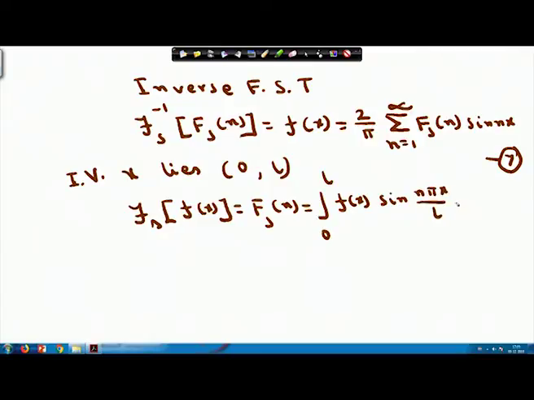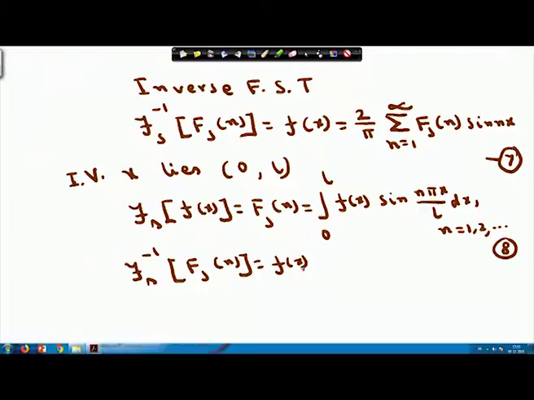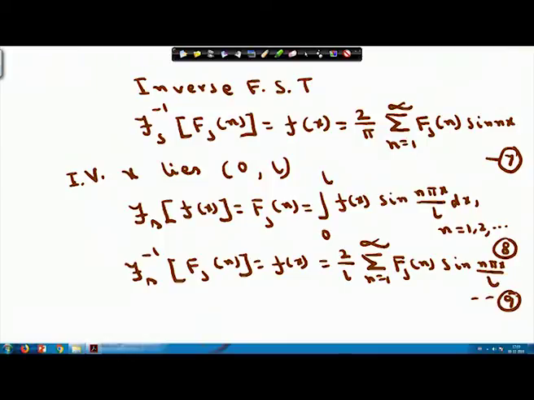Please note this one. This again we have done, how n pi x by L came earlier, n equals 1, 2 like this. And your inverse Fourier sine transform, that is the Fourier inverse of f s n, which is nothing but f x, equals 2 by L summation n equals 1 to infinity f s n into sin n pi x by L, and n varies, as we have told, n equals 1 to infinity.